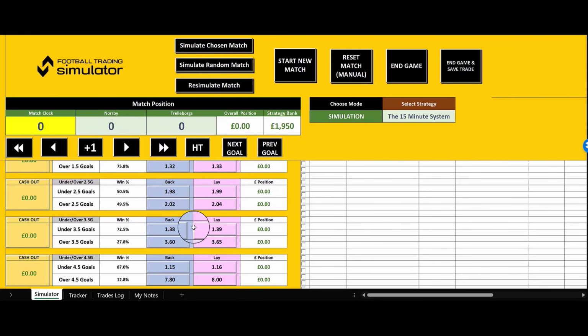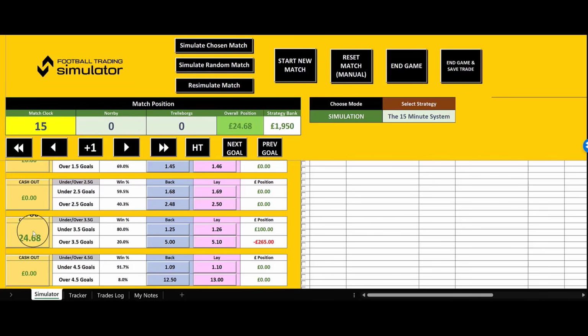This one looks like, is this Sweden? Norby against Trelleborgs. So let's go in, lay over 3.5 goals, 3.65, and let's take a look at this and move it forward, and we got some more profits again. Okay, so another win after this, and then we're back to break even on this one.